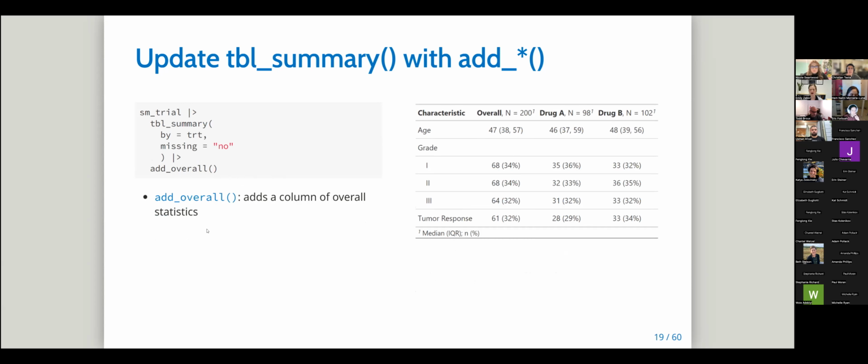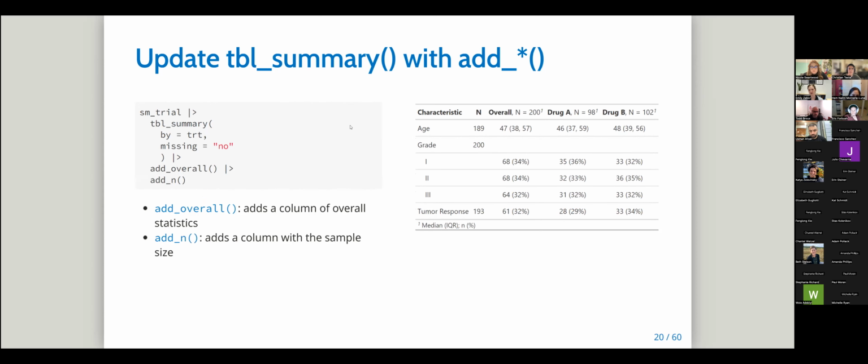We can also add a column of overall statistics. So you saw by default that we only get a column for our 2 treatment groups, but sometimes we might want to see a column of the overall population summary. And so we can get that just by using add_overall.